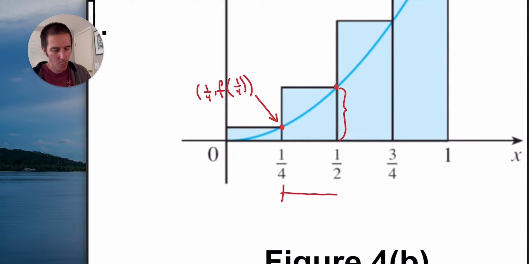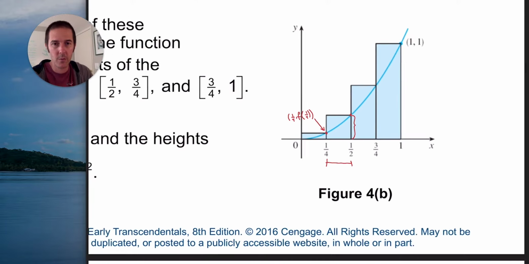Notice also that the width of each one of these rectangles is the same. So we created these 4 strips so that they have equal width, which is nice. It's going to simplify things for us a little bit.